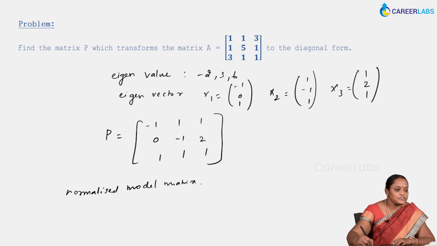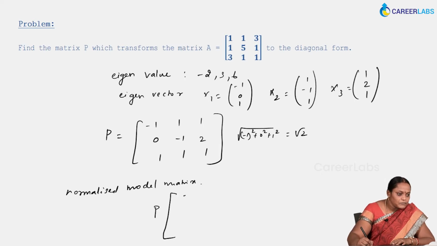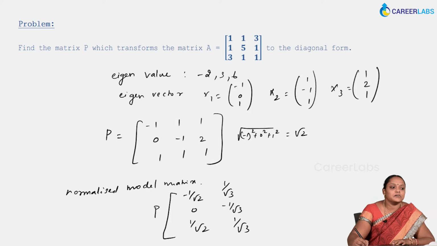What about the first column? It is (-1) the whole square plus 0 square plus 1 square, which will give you root 2. Therefore the normalized column will be -1 by root 2, 0, 1 by root 2. When you come to the second column, it is the square root of 1 square plus (-1) the whole square plus 1 square, which gives you root 3. So this will be 1 by root 3, -1 by root 3 and 1 by root 3. For the third column, what is 1 square plus 2 square plus 1 square? It is root 6. So this will be 1 by root 6, 2 by root 6 and 1 by root 6.